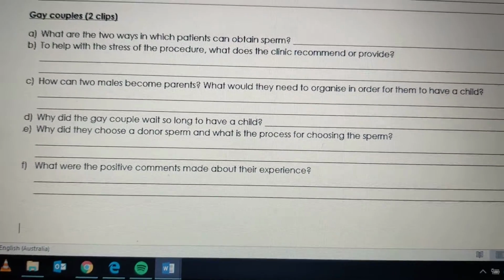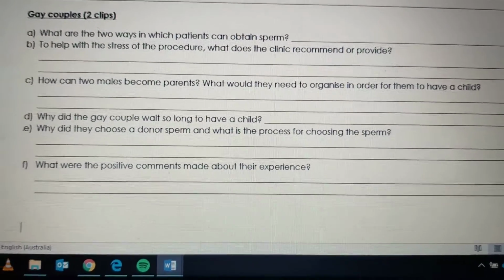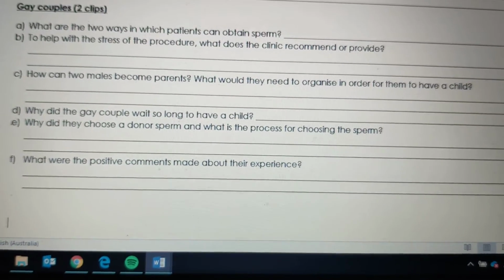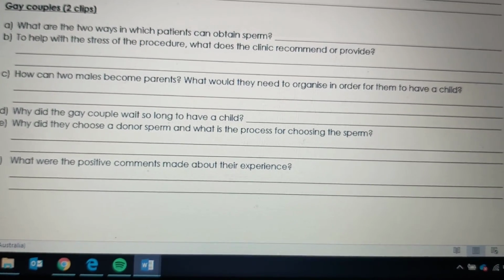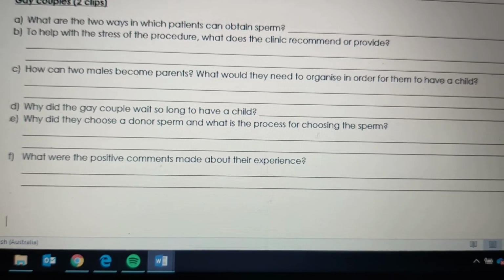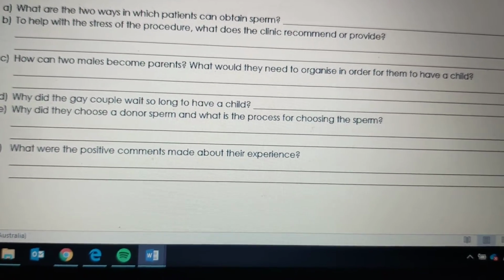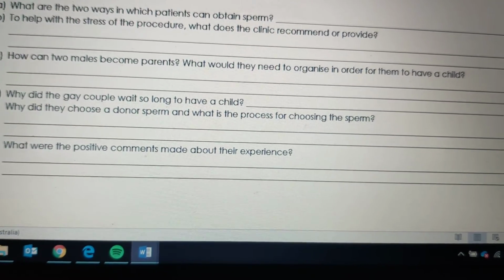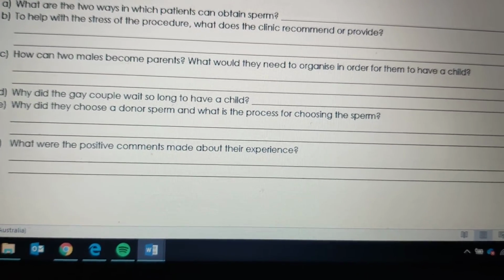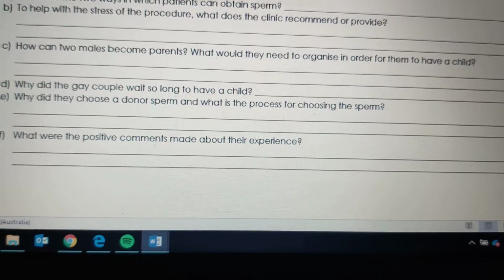The next clip is on the gay couples, and there were 2 different clips here. What are the 2 ways in which patients can obtain sperm? To help with the stress, what does the clinic recommend or provide? How can 2 males become parents? What would they need to organise in order for them to have a child?